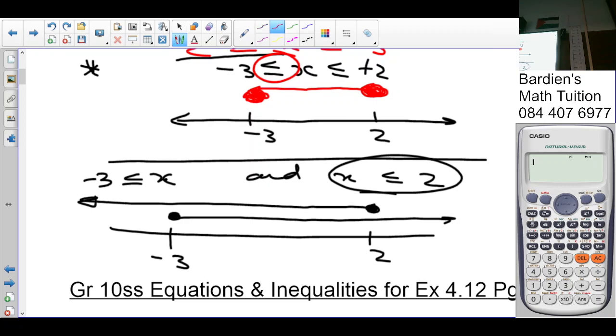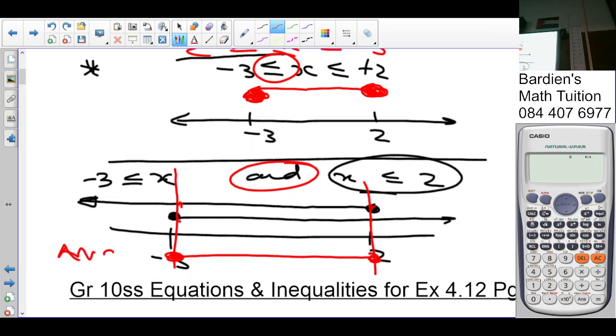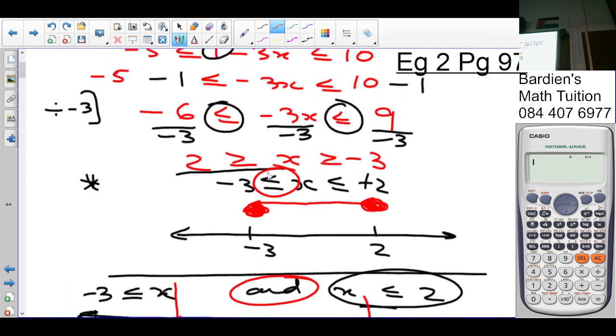So you see this word, and. What does that mean? Both conditions must be met if it says and. So what satisfies both is from negative 3 to 2. It's a closed circle at negative 3, and a closed circle at 2. So that is why they would meet, and this is the answer actually. Because I kept it like one, I know they had to meet anyway.